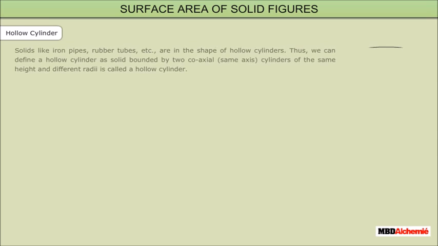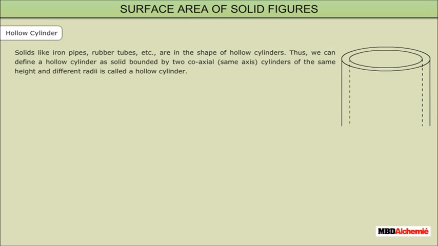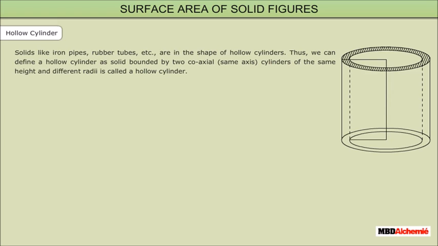Hollow cylinder. Solids like iron pipes, rubber tubes, etc. are in the shape of hollow cylinders. Thus, we can define a hollow cylinder as a solid bounded by two coaxial (same axis) cylinders of the same height and different radii. Surface area of a hollow cylinder.